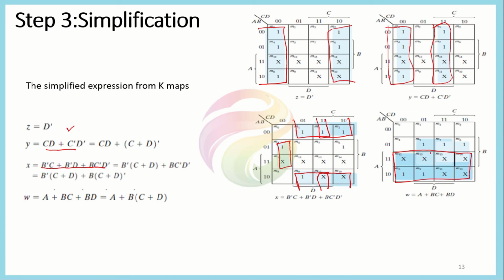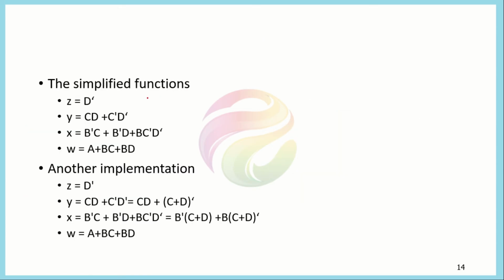This will be represented as A here. Then we need to represent the other two terms. We have one combination of four adjacent ones here, and then one combination here. So W is represented as this. These were the expressions that we calculated from the K-map.